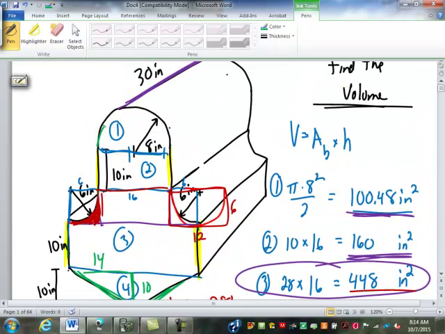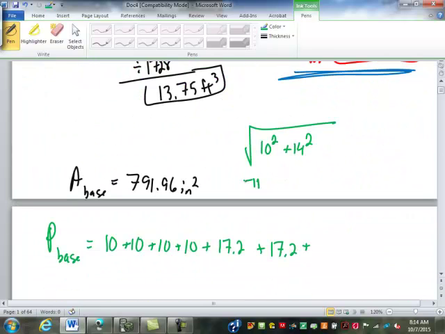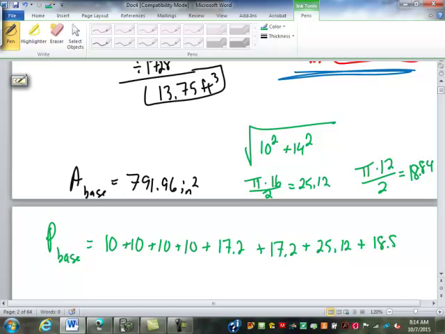And then this will be half of the circumference of a circle that has a diameter of 16. So that's pi times 16 divided by 2, 25.12. The other one is half the circumference of a circle with a diameter of 12. The radius of each of those quarter circles is 6. So it's a diameter of 12, and I'm only dividing by 2 because 2 quarter circles make a half circle. So that's what? 18 point what? 18.84. We'll use 18.84. That's not going to hurt.